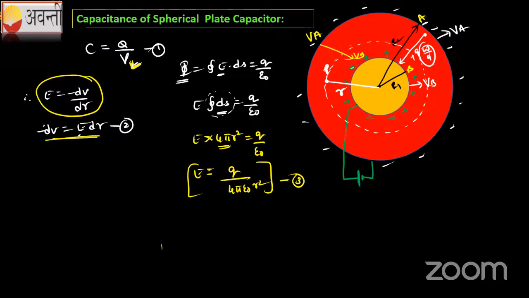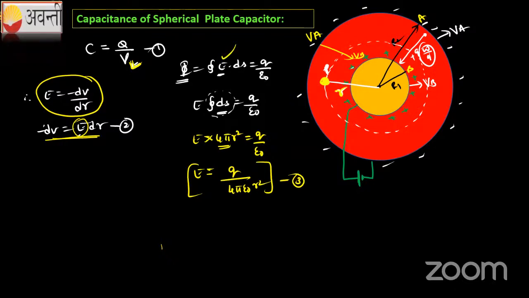Now I need to calculate the value of E. E value calculate करना है. That's why what I'm doing here, I will consider one point inside this sphere. It is between a two spheres. At this point, it is at a distance small r. I don't know that r distance. Okay. At this point, I will draw one Gaussian surface. By using Gaussian surface, I will calculate the value of E.